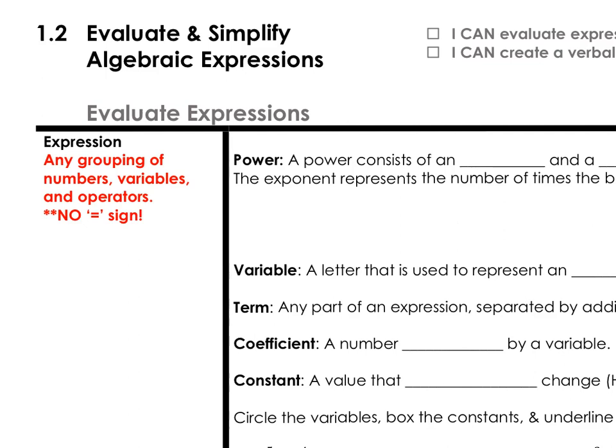The next lesson in Chapter 1 is Lesson 1.2, Evaluate and Simplify Algebraic Expressions. Please write the definition down of an expression. Any grouping of numbers, variables, and operators. The key thing to recognize an expression is that it's missing an equal sign.